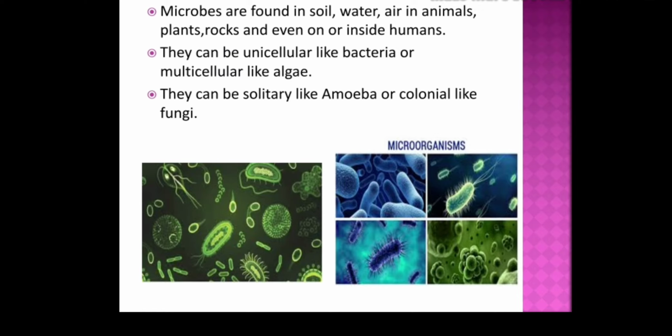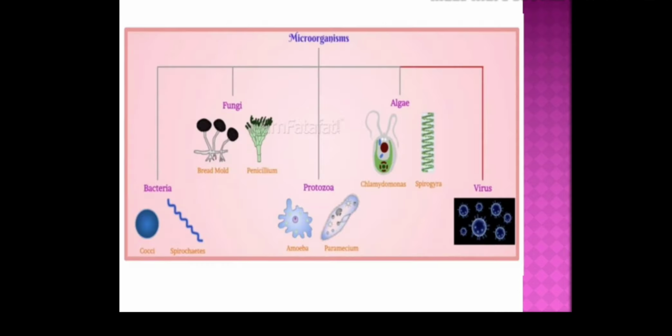Now we will see where microorganisms live. Microbes are found in soil, water, air, plants, animals, rocks, or even inside the human body, and they can be unicellular like bacteria and viruses. They can be multicellular like algae.